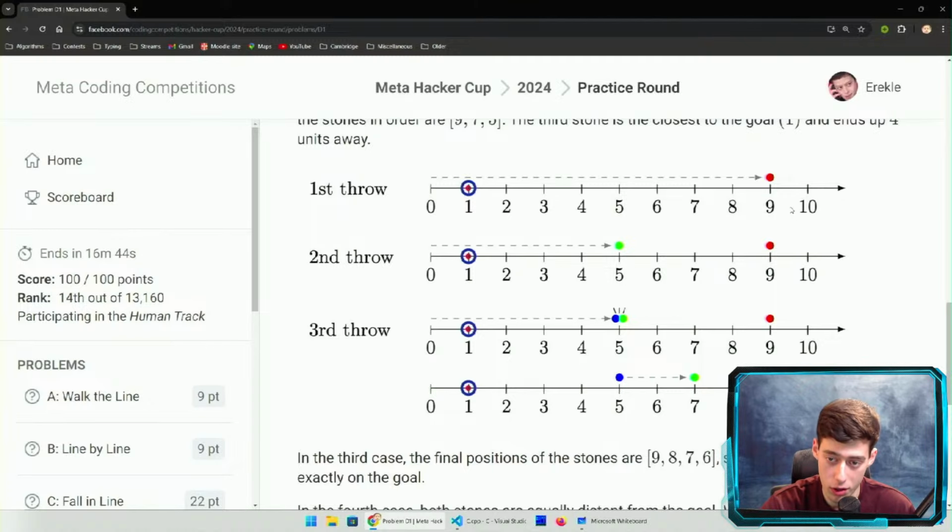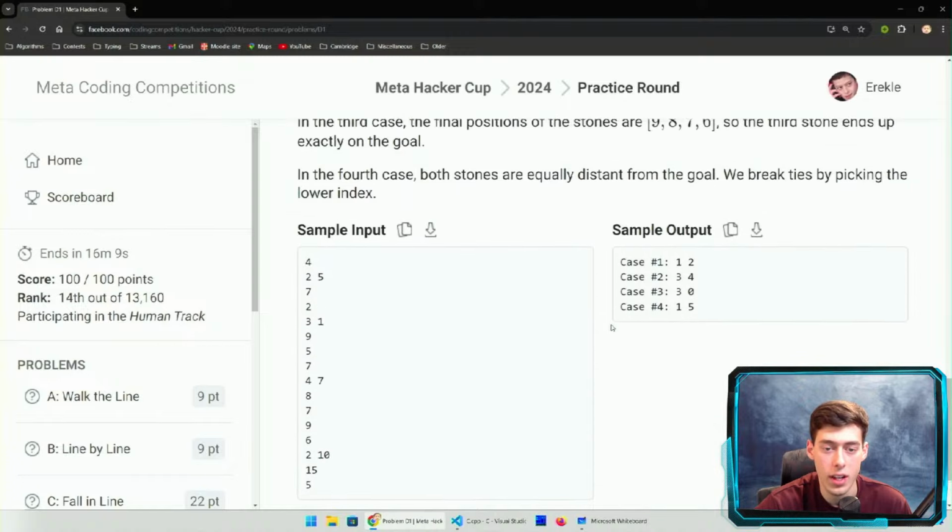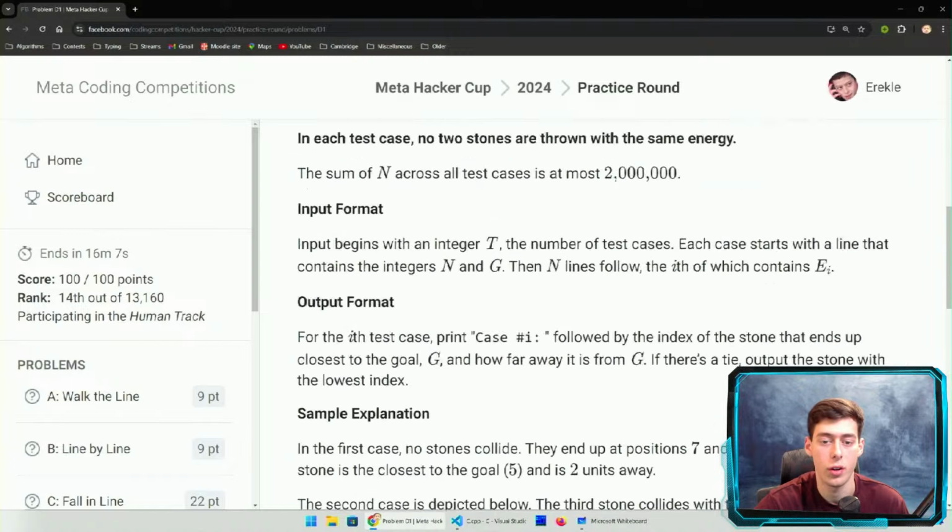So the stones are numbered in the order they're fired. So the first one is this red one, the second one is the green one, the third one is the blue one. And so in this case, the target is at point 1, and so the blue one, stone 3, is the closest to the target. So yeah, there could be 2 stones at the same distance from the target, or multiple stones, many stones. In that case, we're just interested in the one with the smallest index. So we just need to print an index and a distance. That's what we need to print.